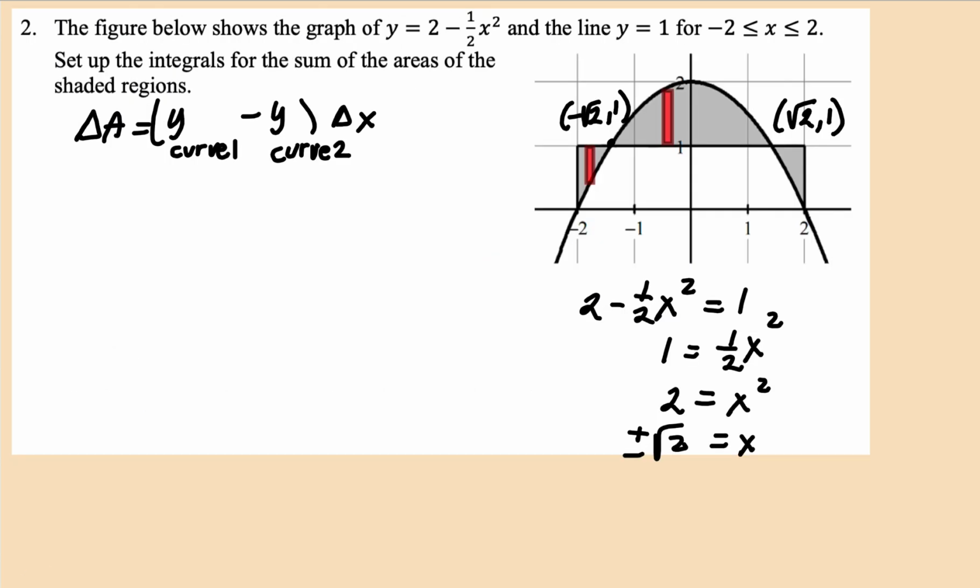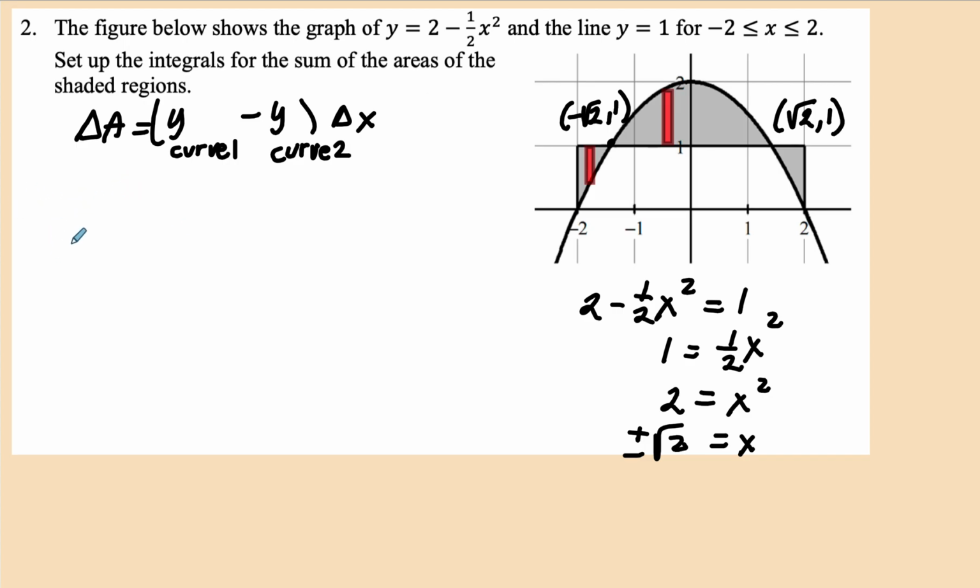And let's take a look at this problem. The figure below shows these two curves, and we want to find the area. So this is going to be rectangles, upper minus lower, and I went ahead and solved to find the intersection of these two curves, and they're at -√2 and √2. So these are going to help me with my limits of integration.